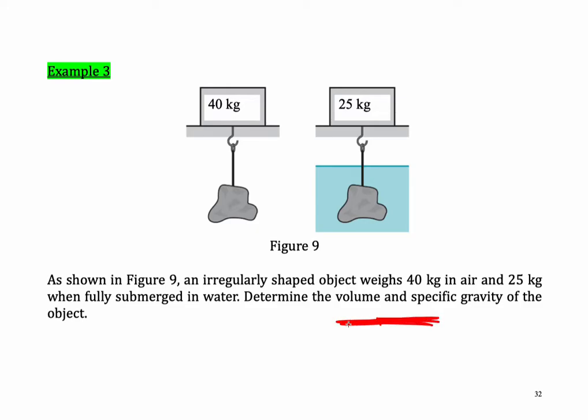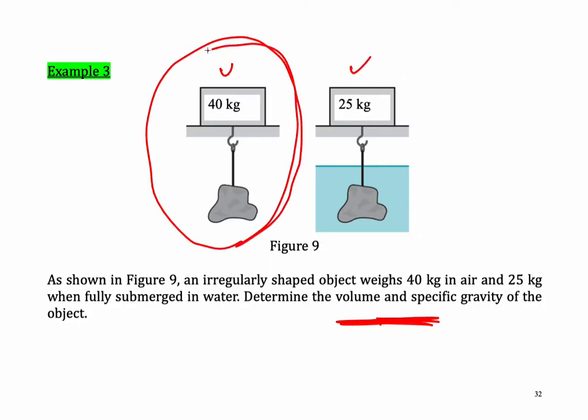So in this situation, I think you could imagine that in air, if you measure the weight of a certain object, it will give you a certain amount. For example, in this example, it gives us 40 kg. However, if the same object is fully submerged in water, we found that the mass here is reduced. For example, in this situation, it is reduced from 40 kg to 25 kg.